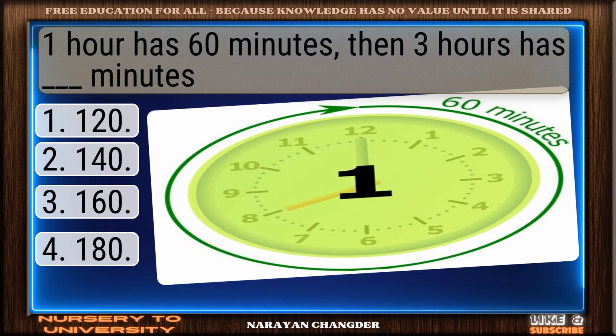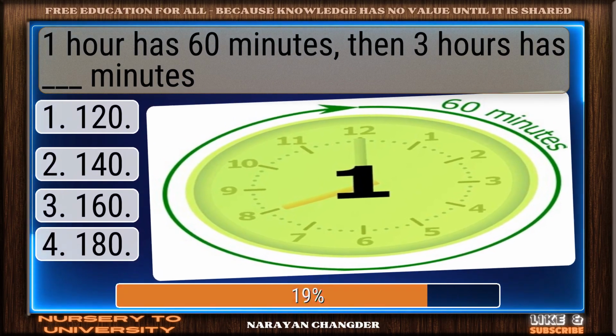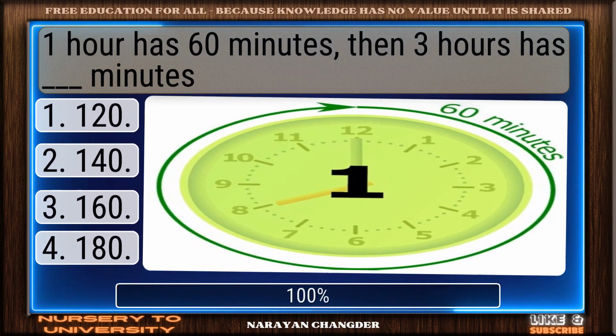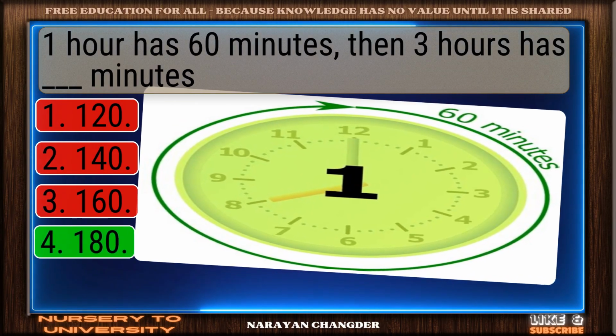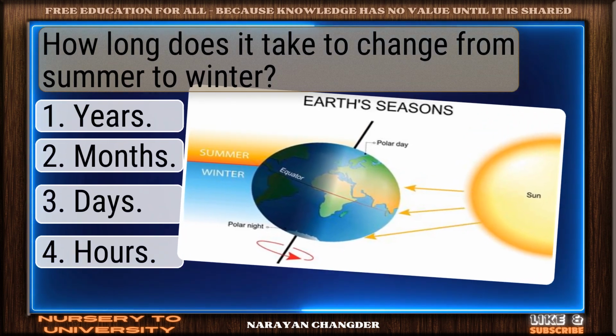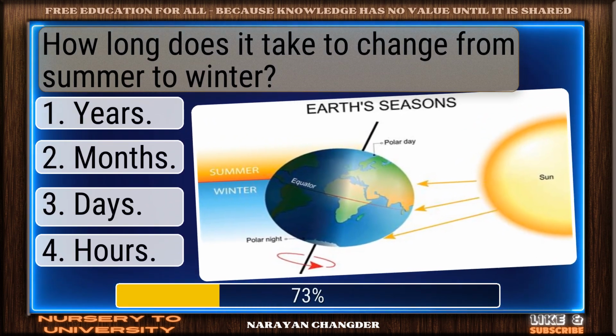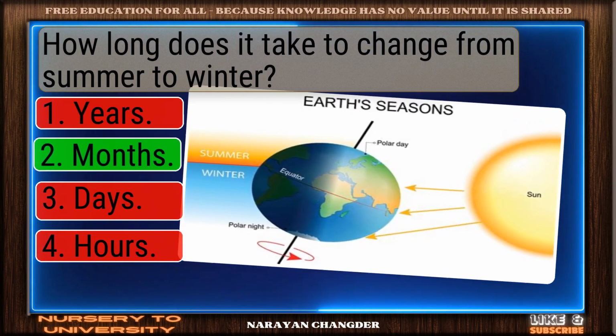1 hour has 60 minutes, then 3 hours has dash minutes. Solid response. 180 is a valid choice. How long does it take to change from summer to winter? Right choice. Months is the best answer.